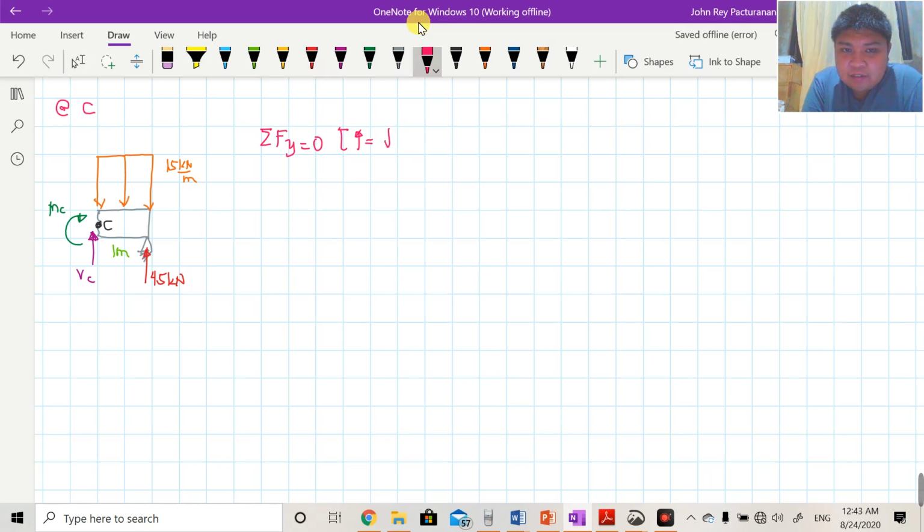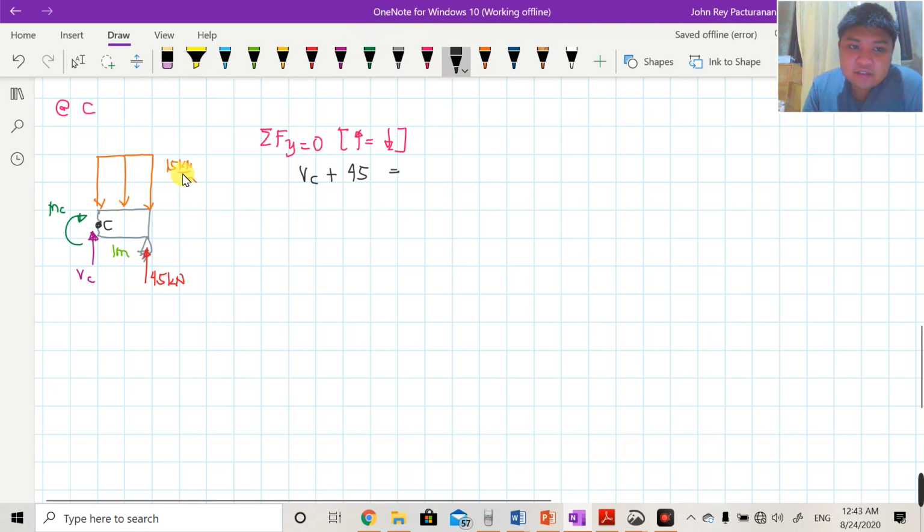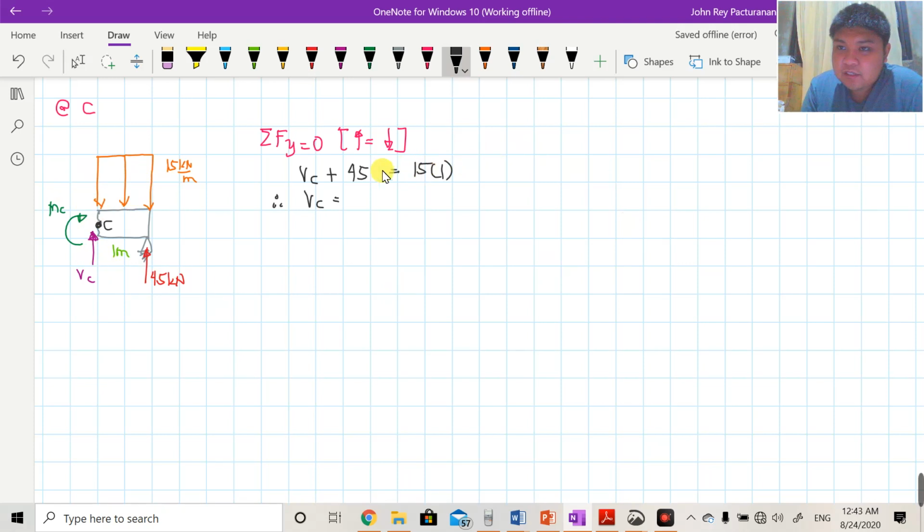So, upward equals downward lang to. So, again, upward equals downward. So, therefore, ang upward force, dalawa, VC plus 45. Ang downward, this uniform load, and 1 meter ang span niya, so magiging 15 times 1. So sa case natin, ang VC is equal to 15 minus 45. And this time, negative na siya, class. Di ba, 15 minus 45 is negative 30 kilonewton. So, pwede naman kasi talagang maging negative siya. So, therefore, hahayaan ko muna to as negative 30.